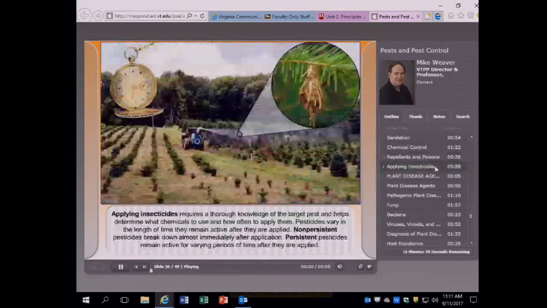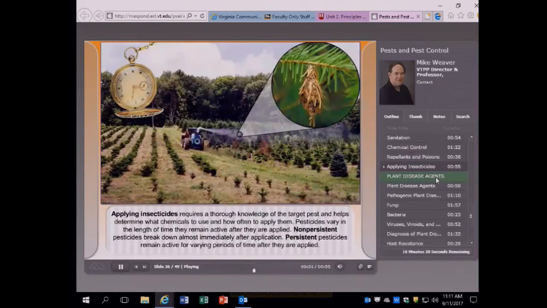In applying insecticides, a thorough knowledge of the target pest helps determine what chemicals to use and how often to apply them. One well-timed application of an effective pesticide may provide the desired control. Sometimes repeated applications will be necessary as the infestation continues and pesticide residues break down. Insecticides and related chemicals vary in the length of time they remain active after they are applied, and this can affect how well you can control various insects.